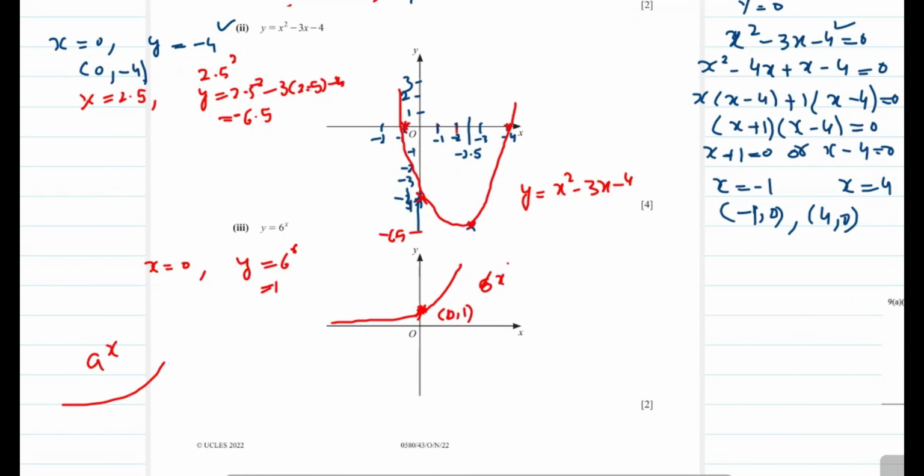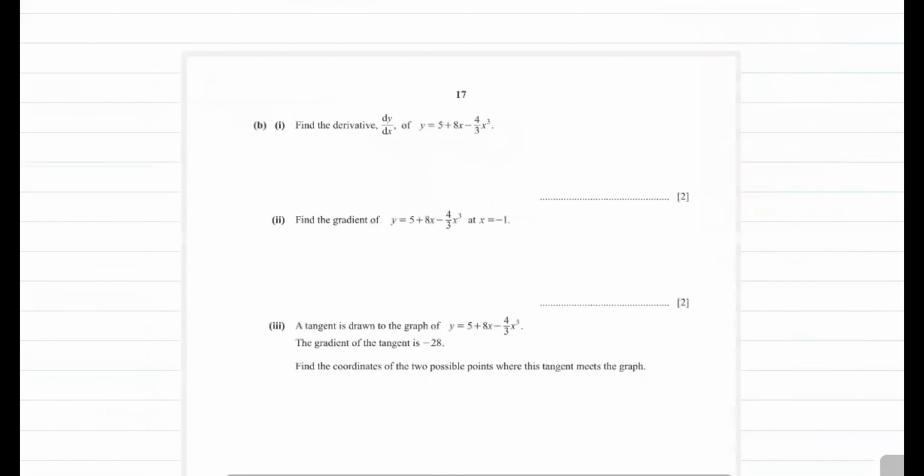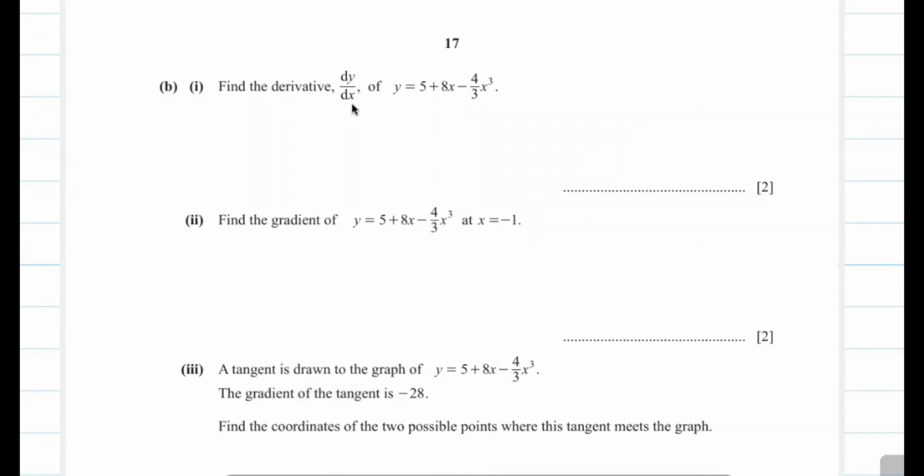Now we go to the next part of this question. Part B, find the derivative dy over dx of y equal to 5 plus 8x minus 4 over 3x cubed. Firstly, we know the derivative of x power n is equal to n as a coefficient and the power will be reduced from n to n minus 1. Now, the derivative of a constant is 0.